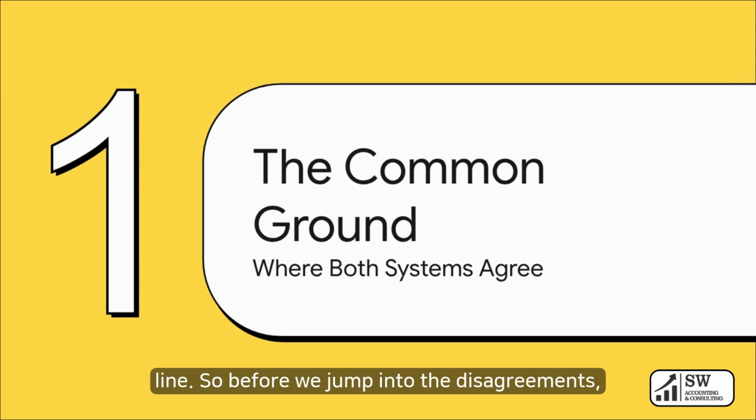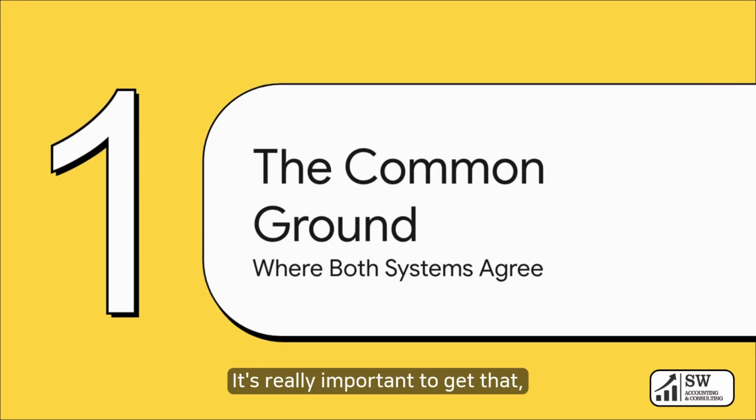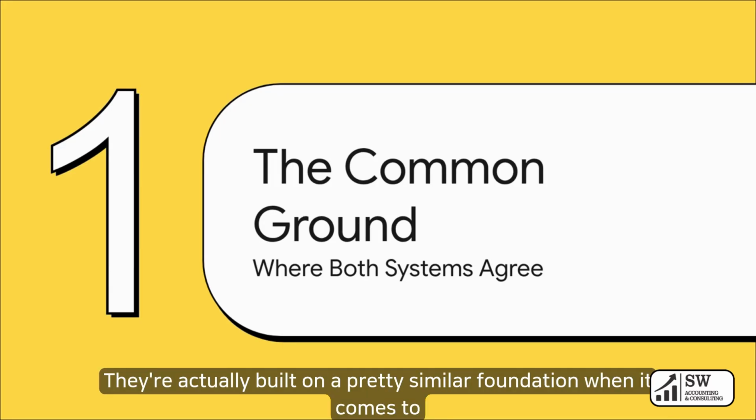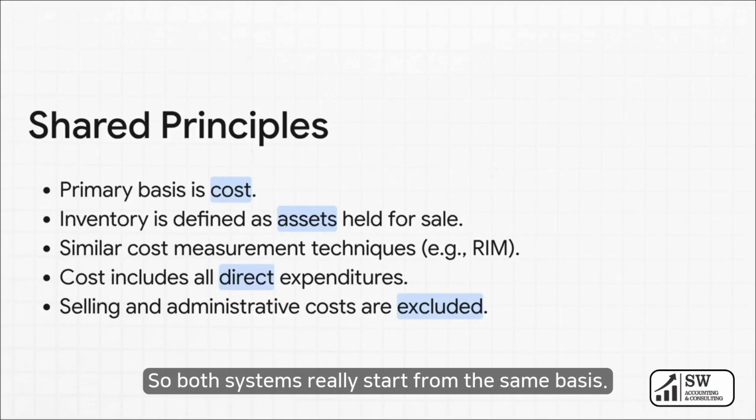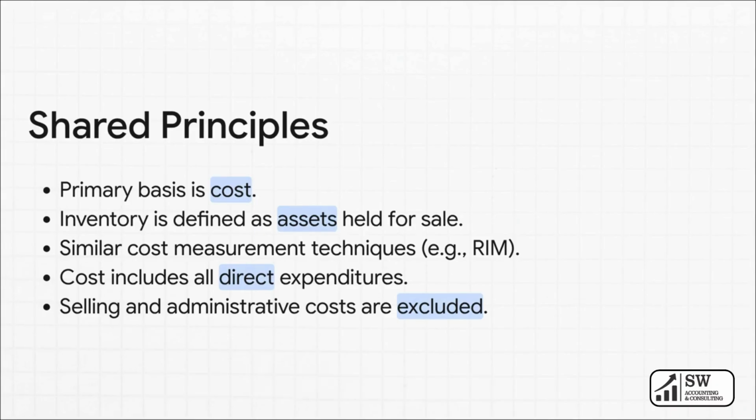So before we jump into the disagreements, let's talk about where they actually see eye to eye. It's really important to get that these two massive frameworks are not from different planets. They're actually built on a pretty similar foundation when it comes to inventory. Both systems start from the same basic idea. Inventory is recorded at its cost. Simple enough, right? They even use similar techniques to figure that cost out, and they agree on what counts as a cost, the direct stuff like materials and labor, and what doesn't, like the CEO's salary or a Super Bowl ad. Having this shared starting point is what makes their differences so interesting.